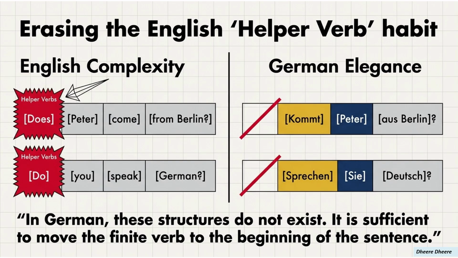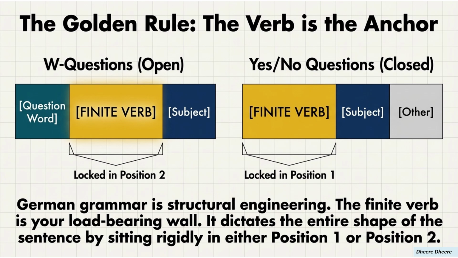English often uses the helper verbs, for example, do, to form these kind of questions. Does Peter come from Berlin or do you speak German? Such helper verbs do not exist in German. It is sufficient to move the finite verb to the beginning of the sentence. So here is the golden rule. For the open questions which use the W words such as where, who, why or wo, warum, was, the finite verb comes in the second position immediately after the W word or the question word. For the closed yes or no questions, the finite verb comes in the first position.